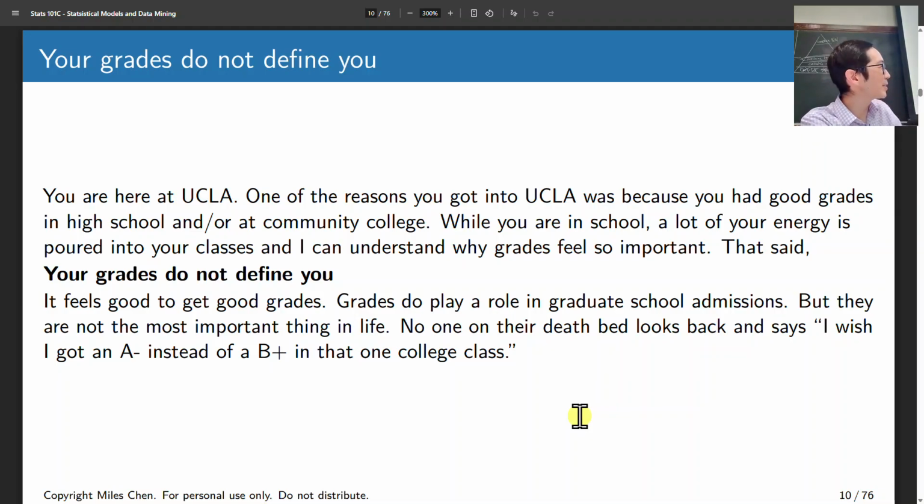I throw this in here because this is something I struggled with personally as well. Your grades do not define you. In high school, and I imagine all of you in high school were very good students. Okay, you all got good grades. You wouldn't be here at UCLA if that wasn't your case.